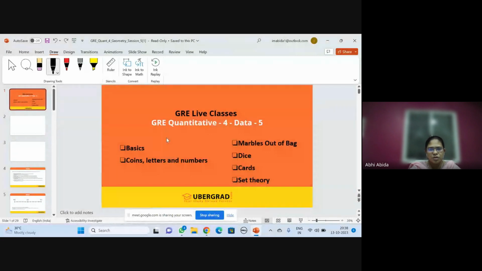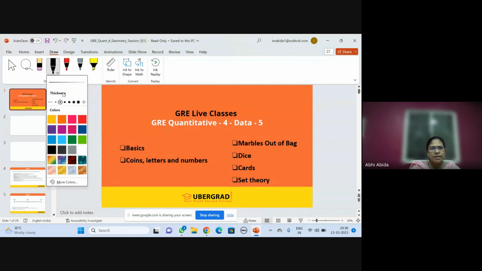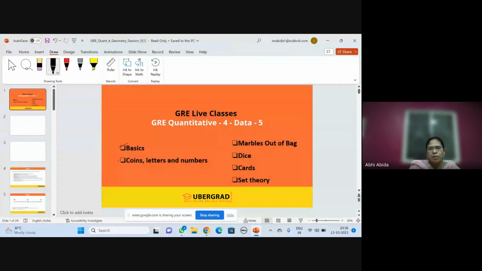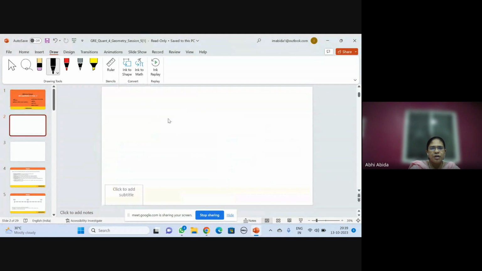Okay, today's session is regarding probability. So in this, we will discuss the basic stuff of probabilities. We'll discuss probability on coins, letters and numbers, marbles, probability on dice, probability on cards, and probability on set theory. Okay, starting with the basic stuff here.